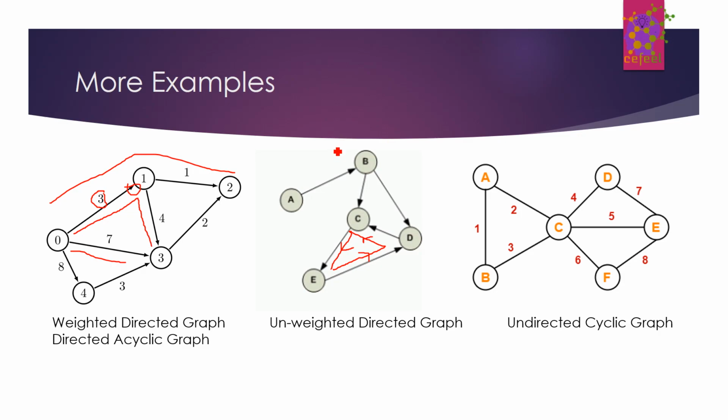In fact, in undirected graphs, we can go in any direction along the edges. So if we go from A to B, B to C, and then C back to A, we form a cycle. Similarly, we can have a 4-cycle here: D to C, C to F, F to E, and E back to D. So even this has a cycle. So it's actually a cyclic graph, undirected, but it has weights, so a weighted graph.